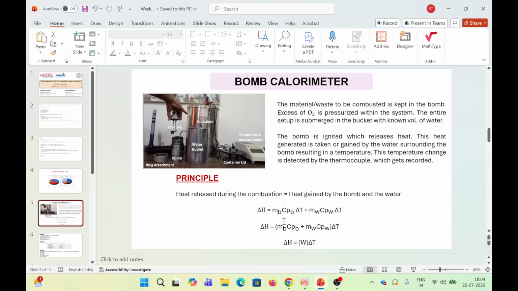Once you have that reading, that delta T, you can directly correlate how much heat energy is released. You know the mass of the bomb, you know the mass of the water that you are taking, and you know the CPW and CPB. Once you know all these parameters, you can calculate how much heat energy is released during the combustion process.